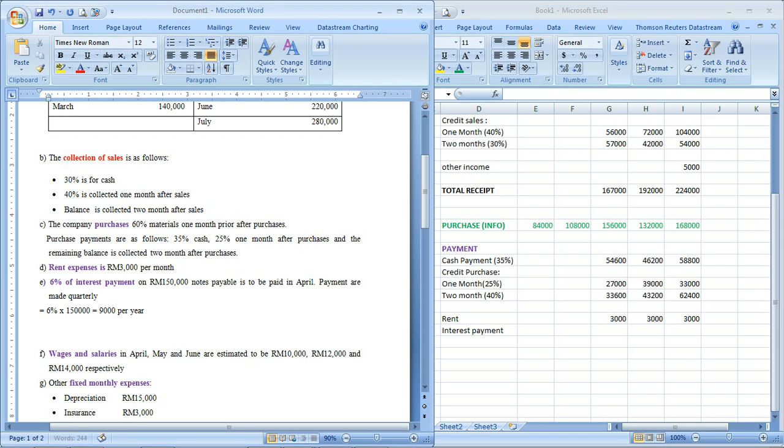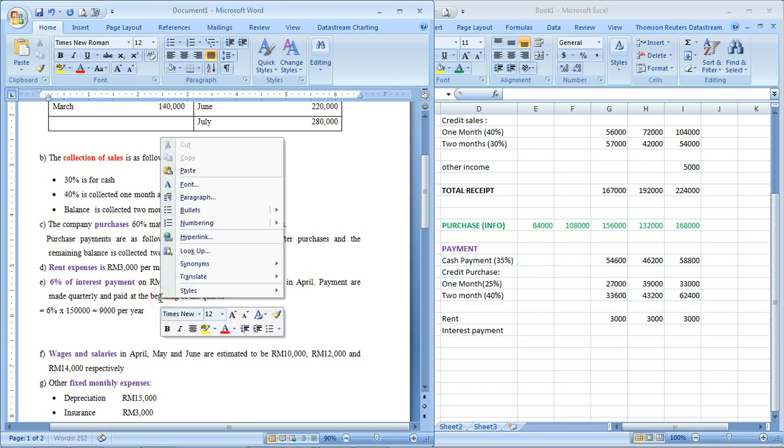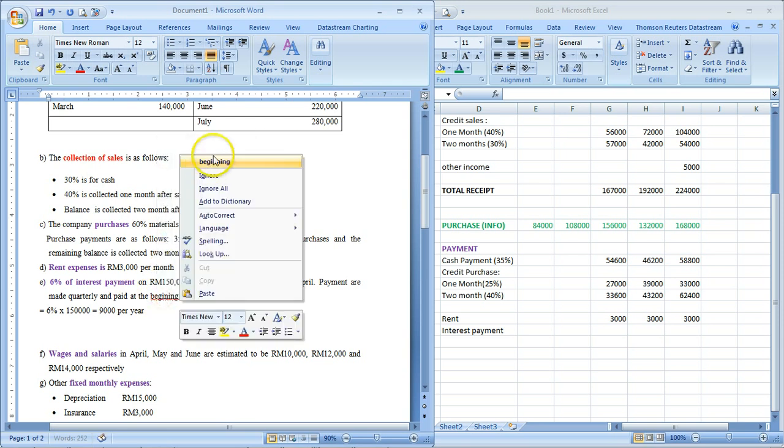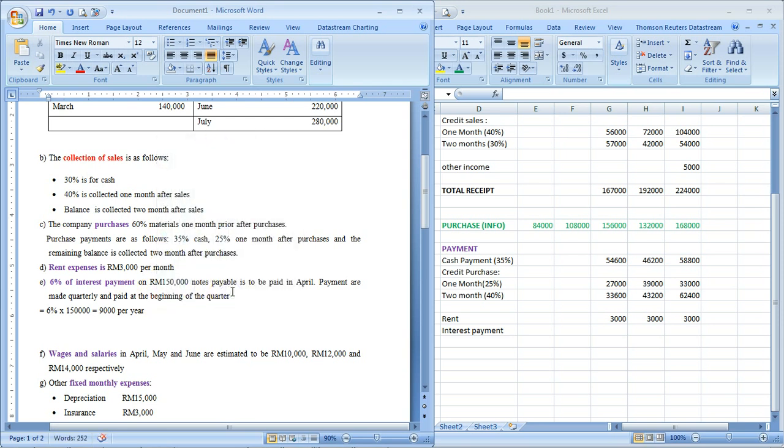If I say payment is made quarterly, and paid at the beginning of the quarter, what do you have to do? 9,000 divided by 12 or 4? Divide by 4. Very good. Why? Because payments are made quarterly. They have to ask in the question.